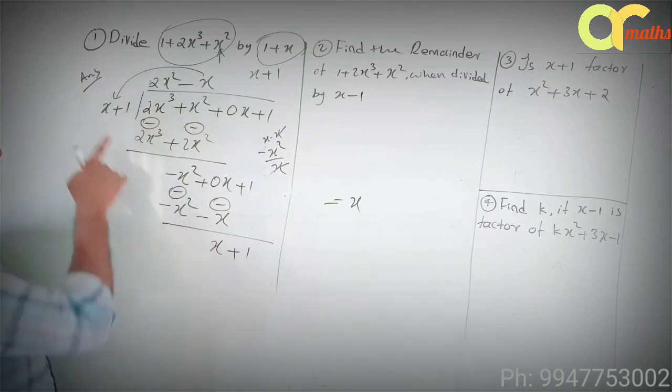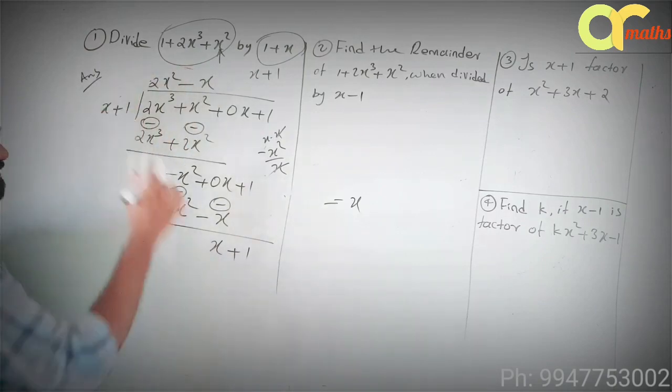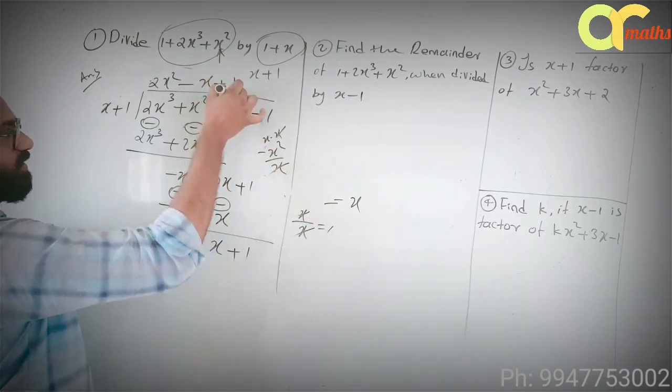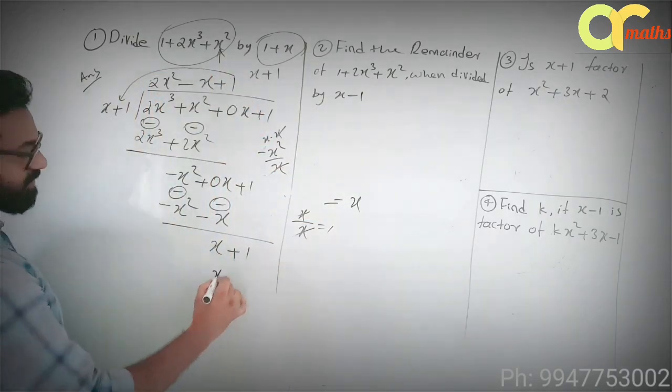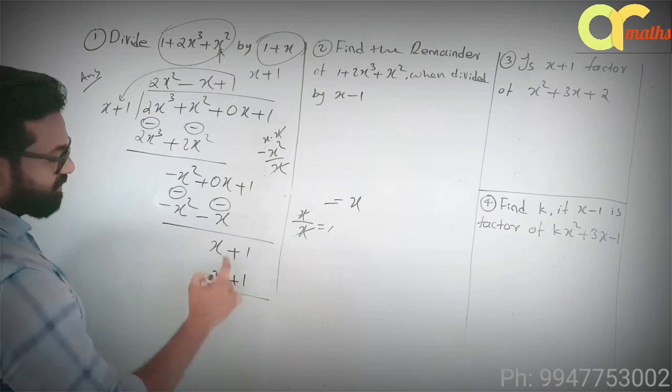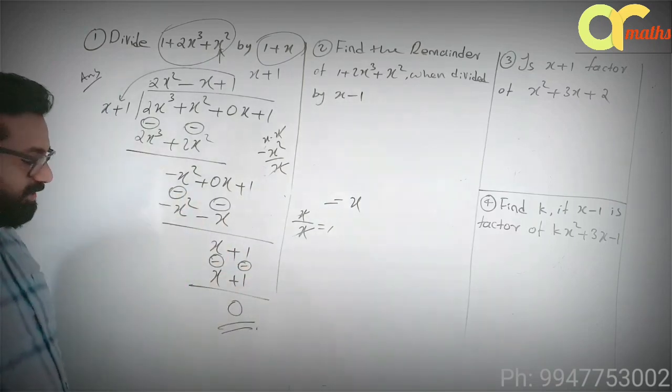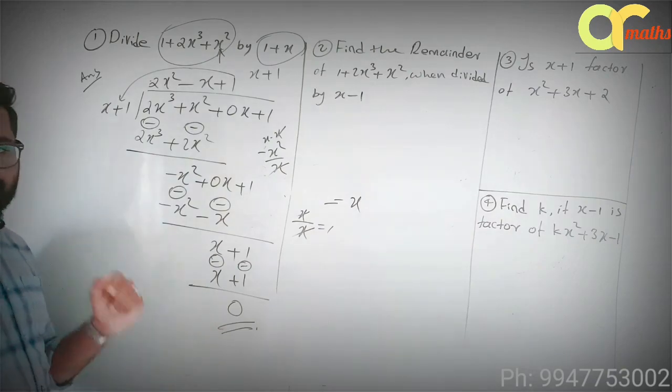Then x divided by x. What is the answer? x divided by x is 1. So right here positive 1. 1 into x plus 1. 1 into x is x. 1 into 1 is 1. So subtraction. What is the answer? 0. So this is the long division. Here the remainder is 0. Clear.